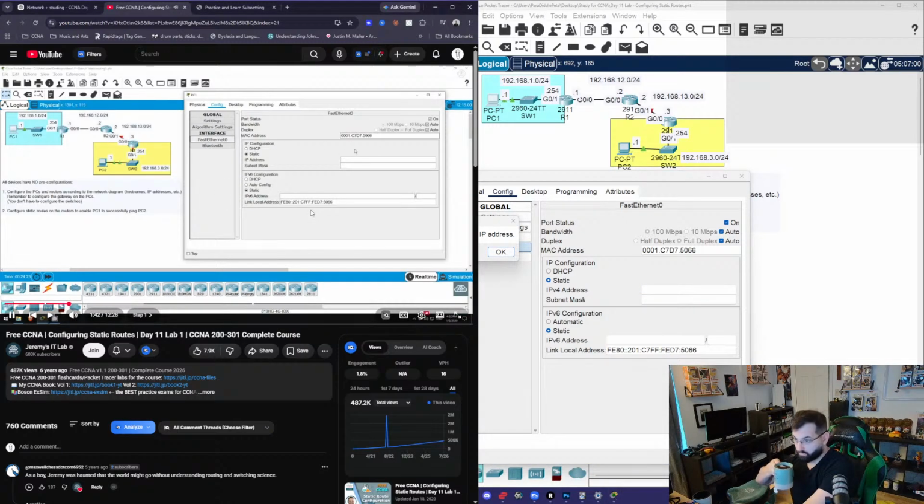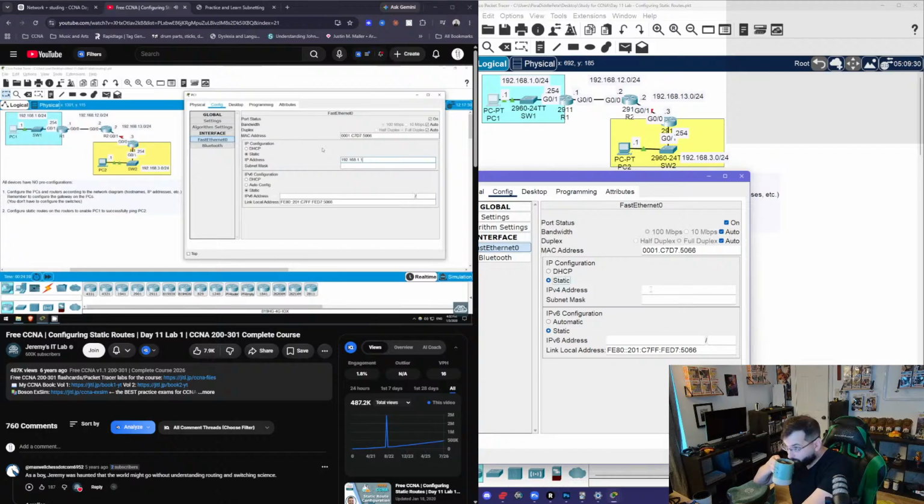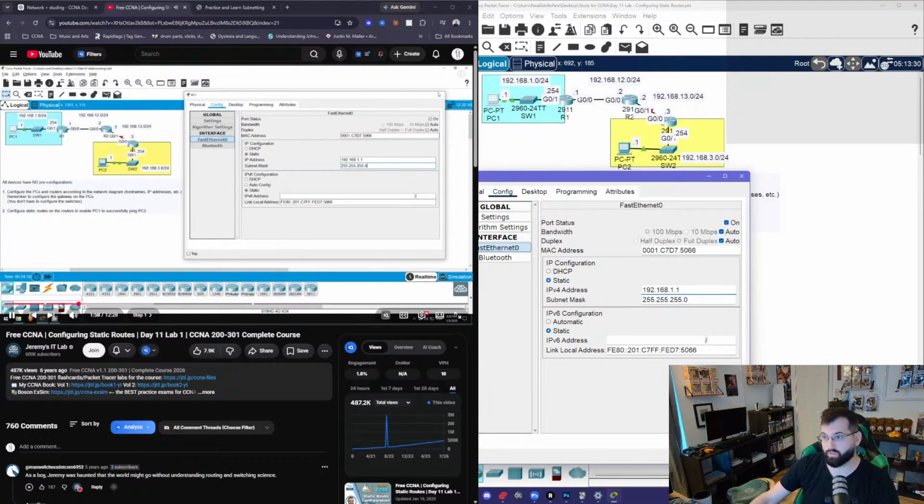192.168.1.1. And if you hit Tab, it automatically fills in the subnet mask for this Class C address, 255.255.255.0.